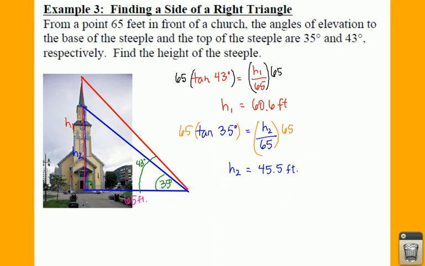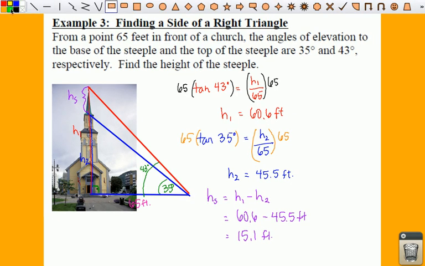So in order to find our last value, the height of our steeple, H sub s, H sub s is equal to your H sub 1 minus your H sub 2. So the height of your first triangle minus the height of your second triangle. So we're going to say 60.6 feet minus 45.5 feet, and we end up getting 15.1 feet. So that is how you use SOH CAH TOA for two triangles to find a distance that is in between those two triangles.